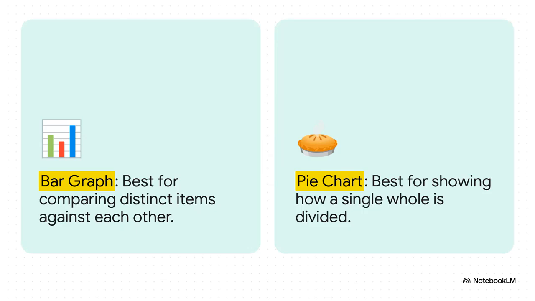So, this is the crucial point, knowing the difference. Do you want to compare completely separate things, like, say, the sales figures for 3 different products? Use a bar graph. It lets you do that precise side-by-side comparison. But what if you want to show how one single thing, like a company's budget, is broken down? Well, that's a job for a pie chart. It's the best at showing how big one piece is compared to everything else.